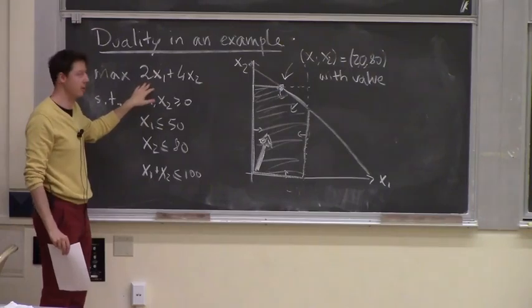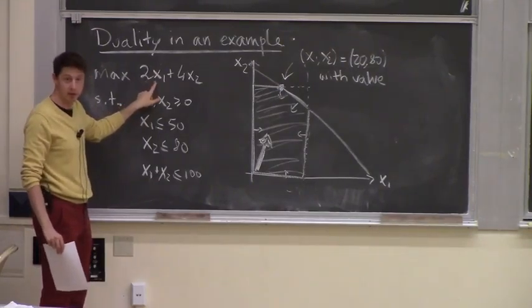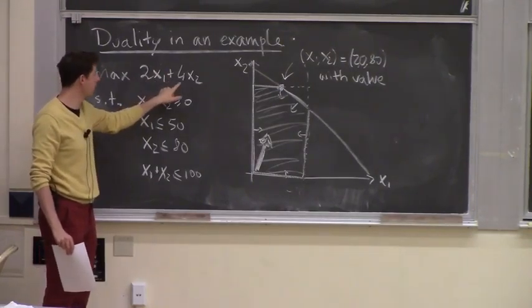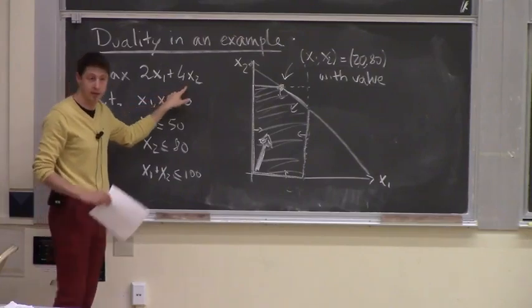You just have to evaluate it, right? So it's 2 times 20, that's 40, right? Plus 4 times 80, okay, that's 360 overall, right?